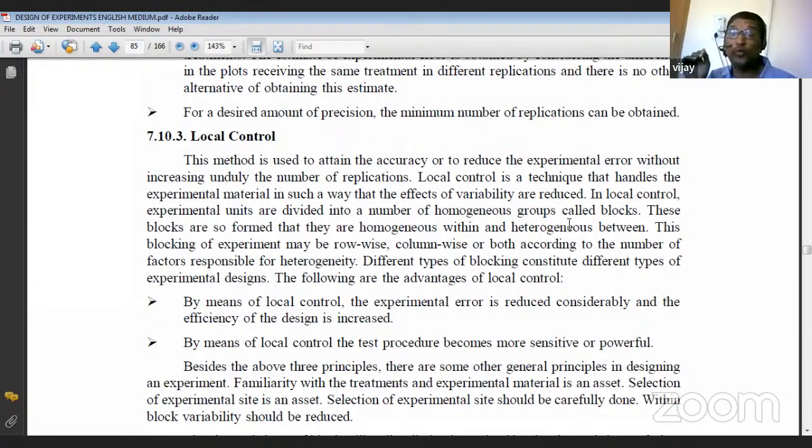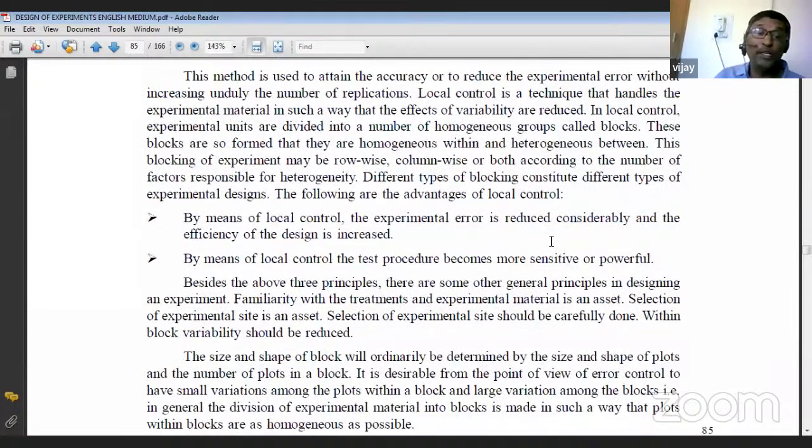Different homogeneous groups, blocks. These blocks are so formed that they are homogeneous within and heterogeneous between. This blocking of the experiment may be row-wise, column-wise, or both, according to the number of factors responsible for heterogeneity. Different types of blocking are associated with different types of experimental design. The following are the advantages of local control. By means of local control, the experimental error is reduced considerably and the efficiency of the design is increased. By means of local control, the test procedure becomes more sensitive and powerful.